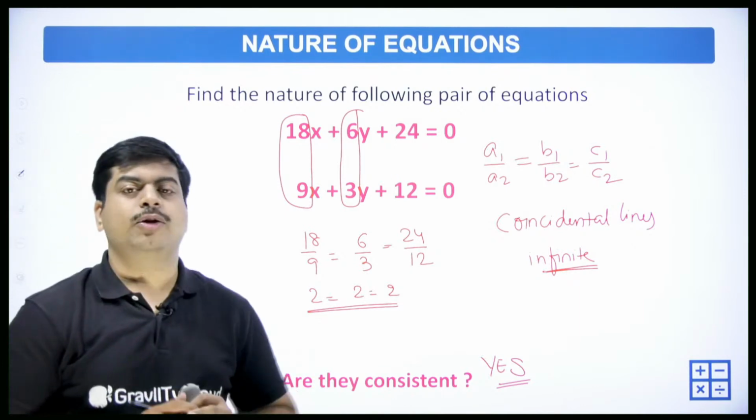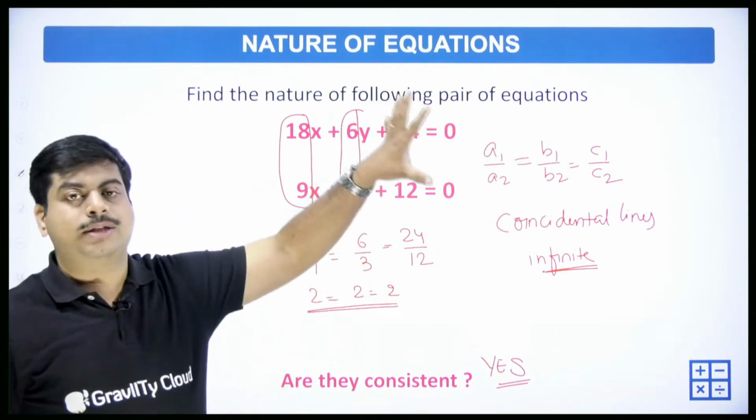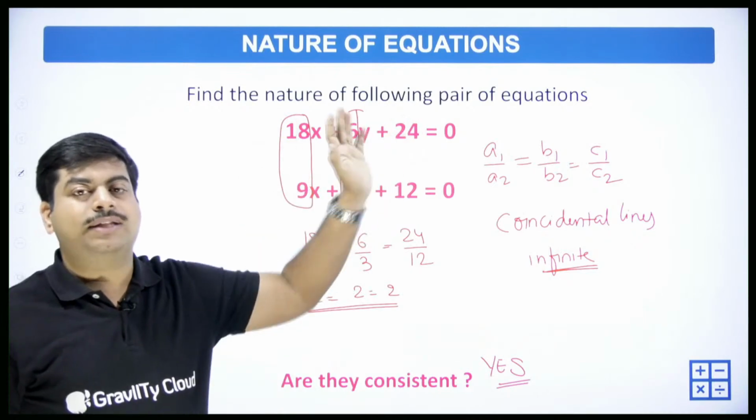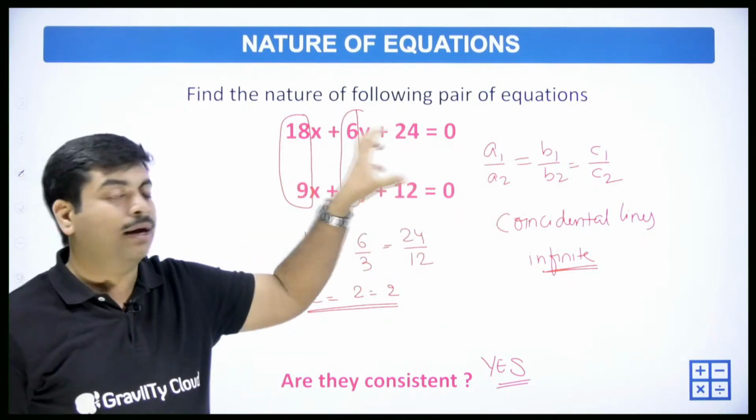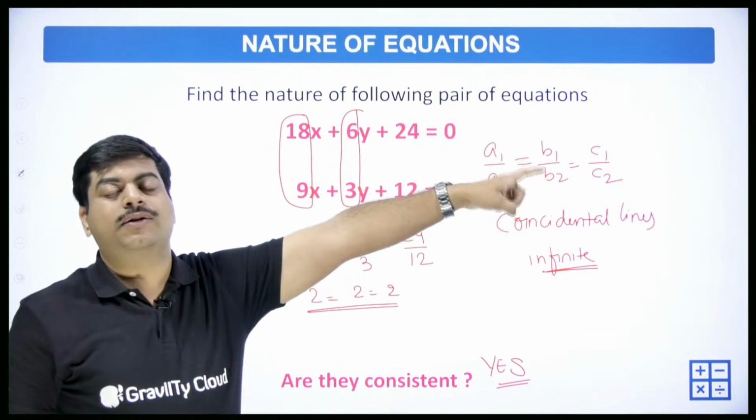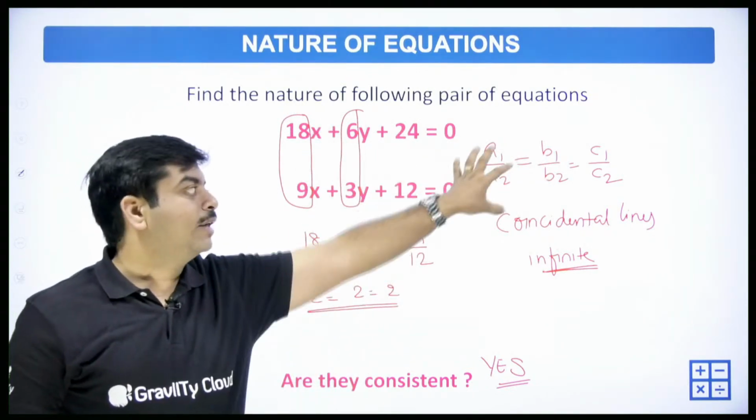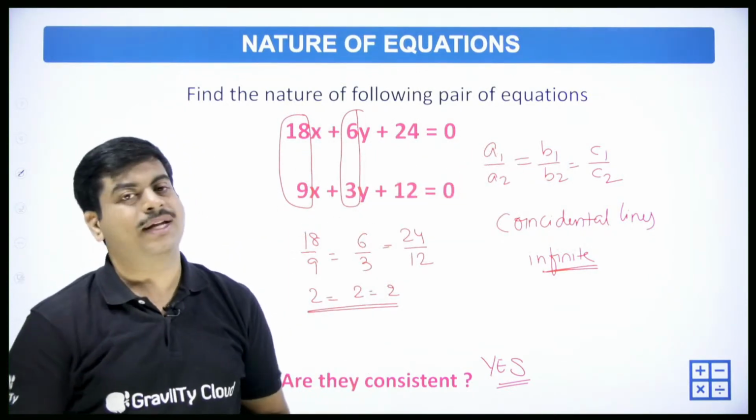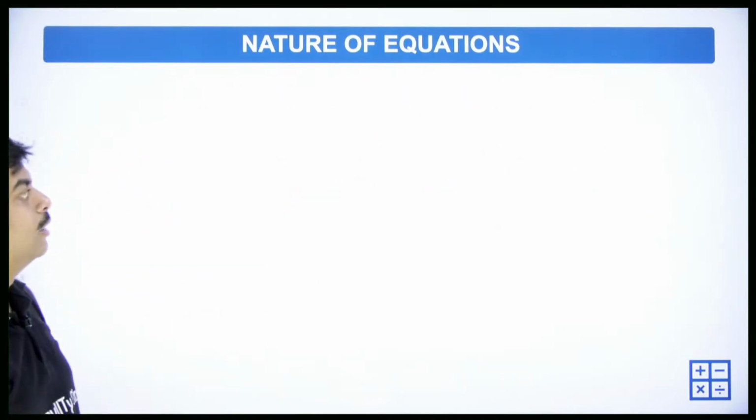The only thing you should keep in mind is A1 by A2, B1 by B2, C1 by C2. And if all three are equal, we say coincident lines. If the first two are equal but not the last, they are parallel. And if the first two are not equal, we say they are intersecting. Right? In the previous slide we discussed all the cases.